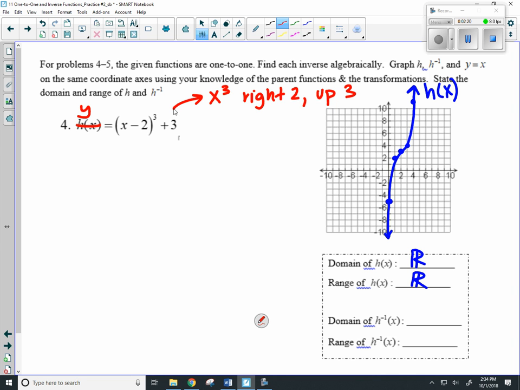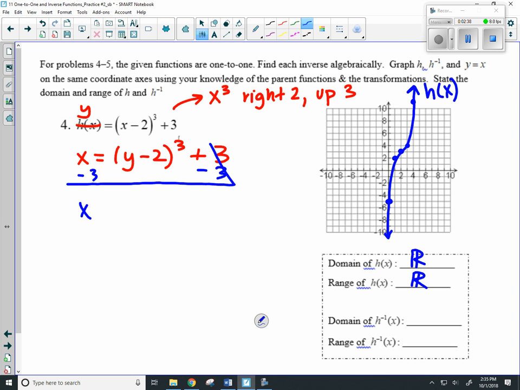Okay, so when you find the inverse, the first thing you want to do is switch x and y. So I'm doing that here, and nothing else changes. Just x's become y's and y's become x's. And now we're trying to get y by itself. So first we have to get rid of this plus 3 at the end. So go ahead and subtract that over. And then we need to get rid of that cubed before we can get rid of the minus 2 that's on the inside. So to undo cubing something, you're going to take the cube root of each side.